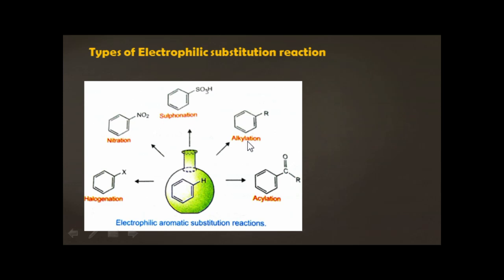Also this electrophilic substitution reaction includes Friedel-Crafts alkylation and Friedel-Crafts acylation reactions. In alkylation, this hydrogen atom is replaced by the alkyl group. In acylation, the hydrogen atom is replaced by the acyl group, or CO, acyl group.